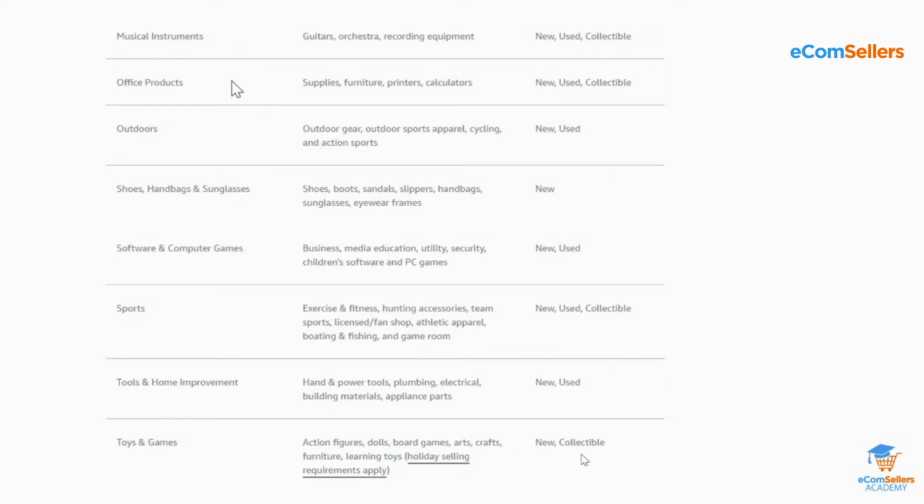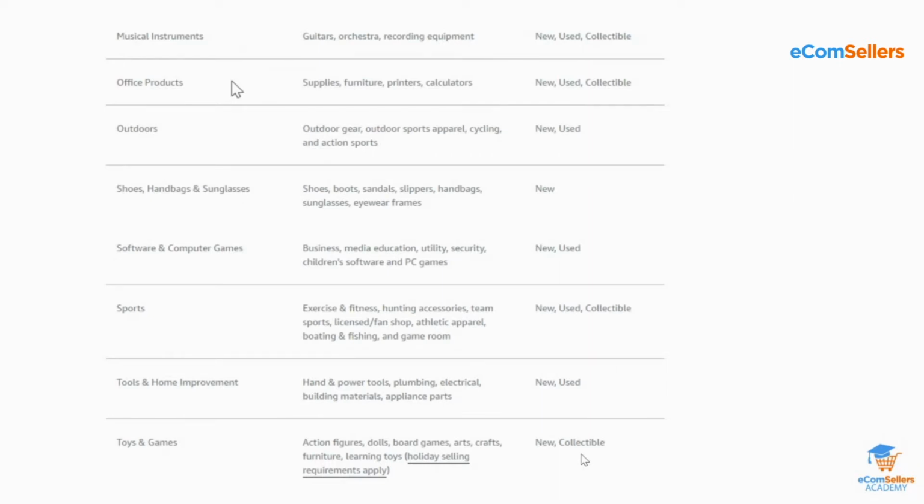Okay. Outdoors, outdoor sports and cycling and all of that says you can sell new and used. Shoes, handbags, and glasses says you can sell them as new. Software and computer games says you can sell them as new and used. Sports says you can sell new, used, and collectible. Tools and home improvement, you can sell new and used.